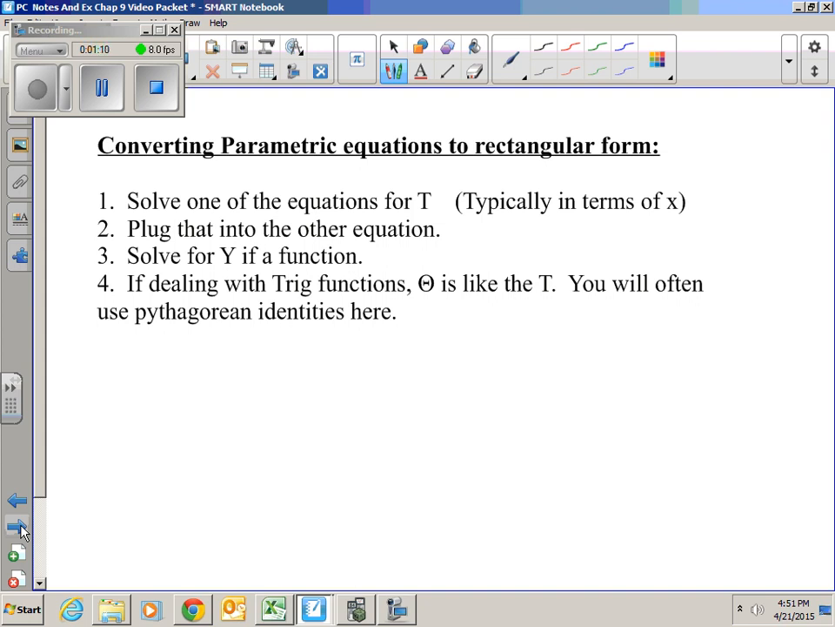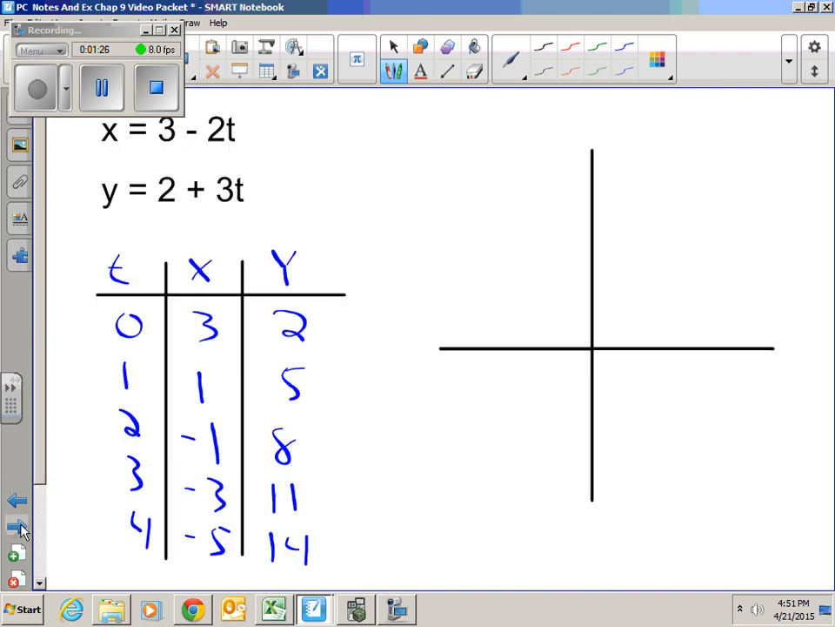Your steps are basically solving one of the equations for t, plugging it into the other equation, and solving for y to get a function. If you're dealing with trig functions, which we will do some of too, then you're going to deal with the Pythagorean identities. Let's just graph one parametric equation real quick here, and I did a little work to save some time. Look at x equals 3 minus 2t, y equals 2 plus 3t. This is a parametric equation where x and y are both defined in terms of t.